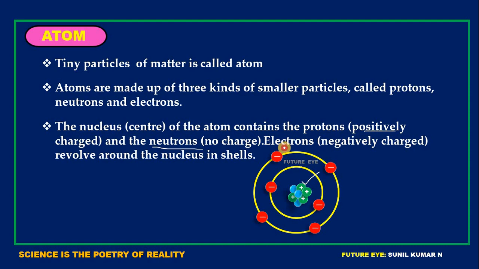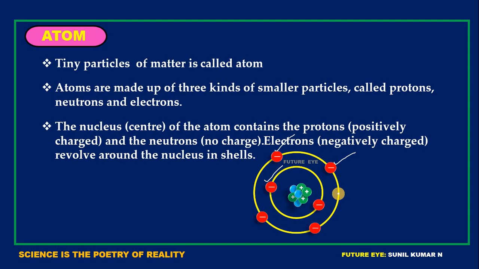Then where do we find electrons? And what kind of charges these are? Electrons are negatively charged particles, and these we can find in the shells which are revolving around the nucleus. Look at the negatively charged particles here, children. These all are negatively charged particles. These are called electrons, and these electrons are present in their respective shells.